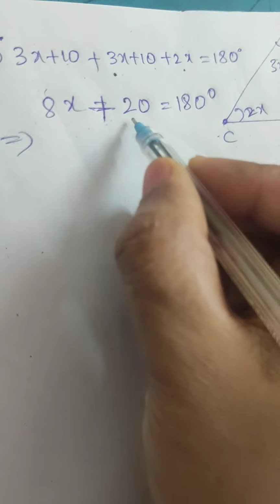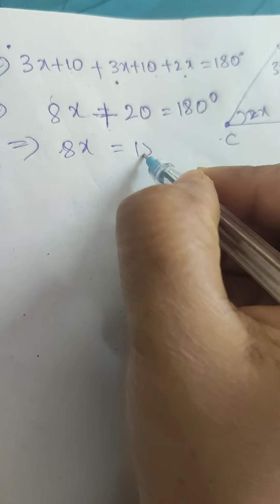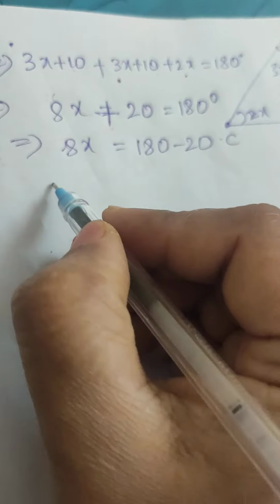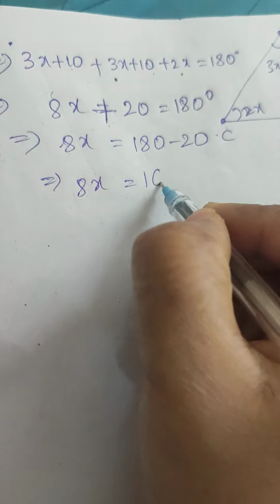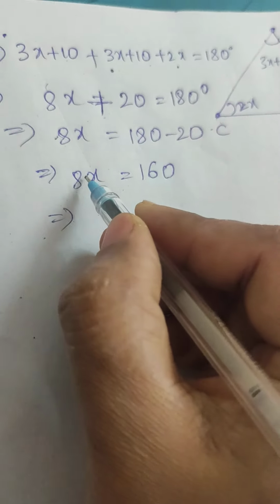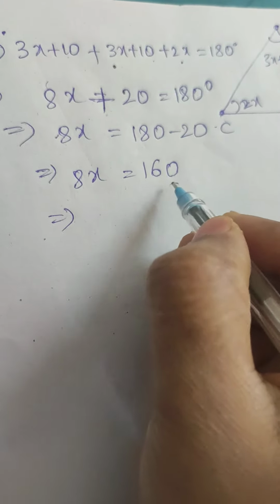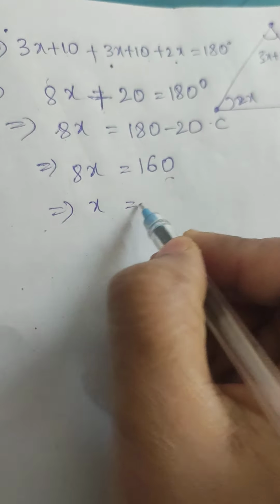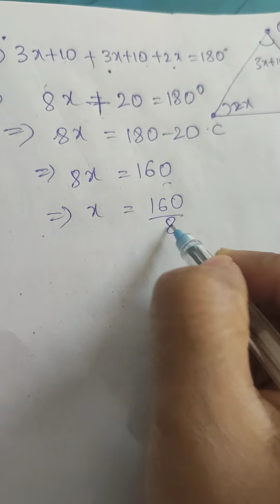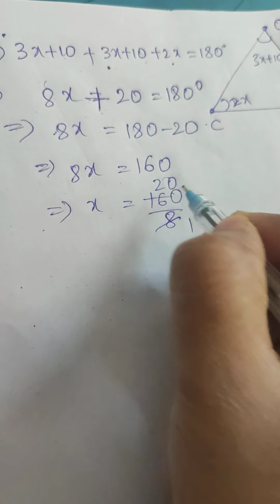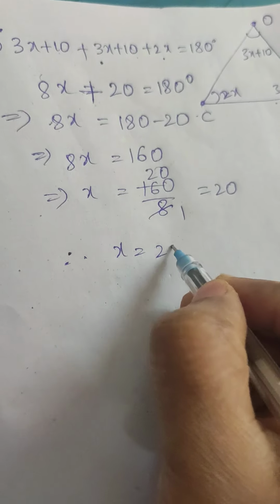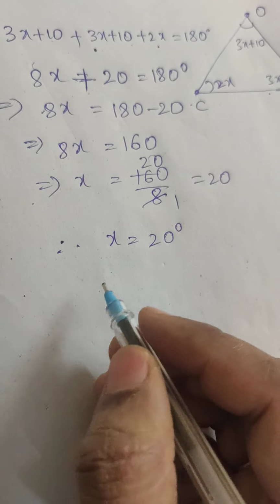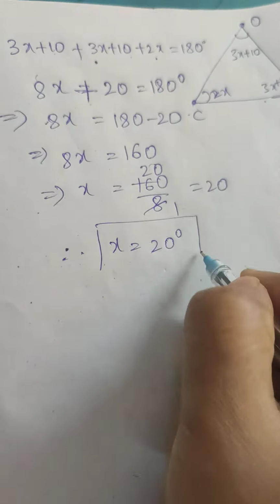Okay, now I will move this 20 to the RHS, it becomes minus 20. 8x is equal to 180 minus 20. This implies 8x is equal to 180 minus 20 becomes 160. Now if I move 8 to the RHS, it becomes divided by 8. Okay, by 8, if I cancel by 8, 8 ones are 8, 8 twos are 16, therefore x is equal to 20 degrees. Okay, we have found out the value of x.